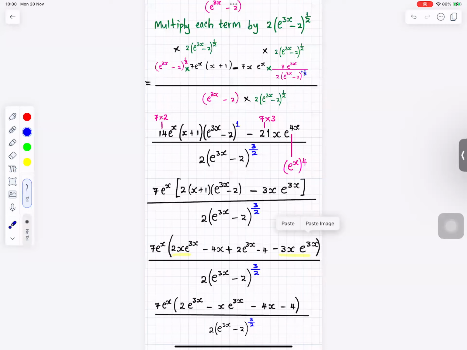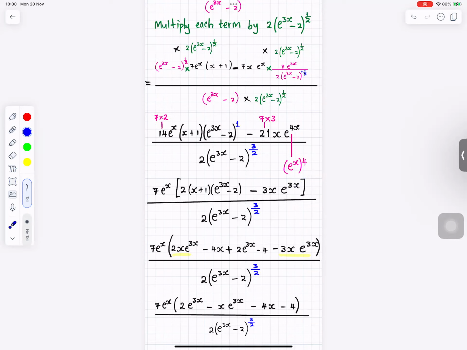So you would end up with 7 times 2, it gives you 14. And then you end up with that expression there. And then there will be 7 times 3, it gives you that 21. And then you add, this is 1 plus half. 1 plus half is 1 1/2, 3 over 2. So that power 3 over 2 there. That's how I got the 3 over 2.